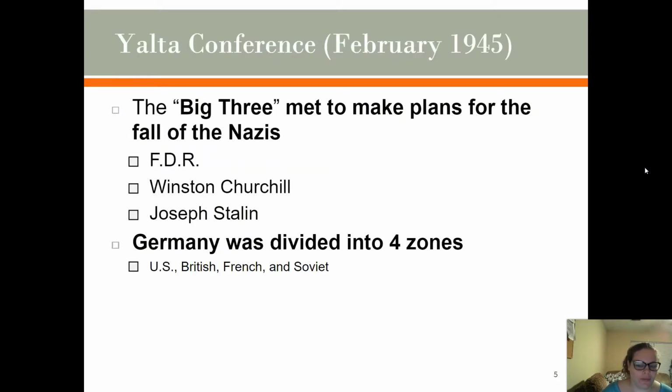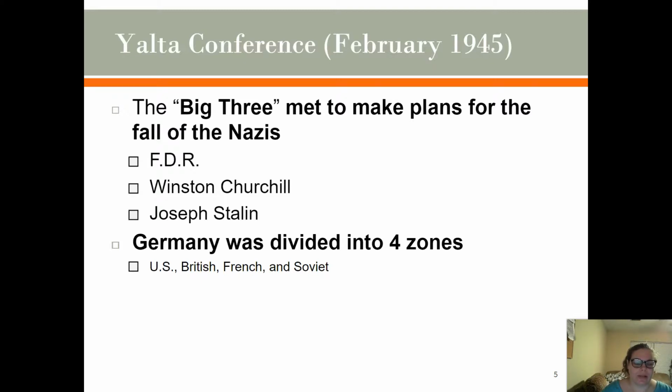So a couple of quick conferences I want to remind you about. The Yalta Conference that happened in February of 45. This is whenever the big three met to make plans for what's going to happen because they knew Germany was going to fall. So FDR, Churchill, and Stalin show up to talk about this. This is the one where they decided to split Germany into 4 different zones. So there would be a U.S., British, French, and Soviet zone.